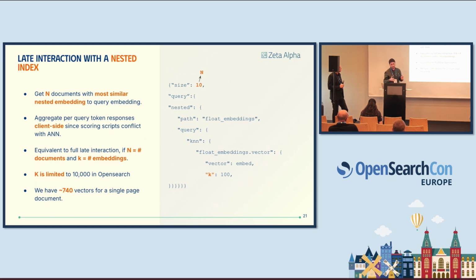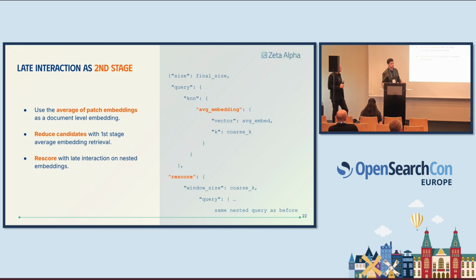Because scoring scripts sometimes conflict with ANNs. And then if you want to make this equivalent to full late interaction, we have to make sure that the number of documents that we are retrieving is the entire set, and the k nested embeddings that we are searching through is all of the embeddings, which is an insane number, and k is limited to 10,000 in OpenSearch. So we can't actually do full late interaction, even if we want it, on a reasonably large data set. So again, remember we have 740 vectors for a single page.